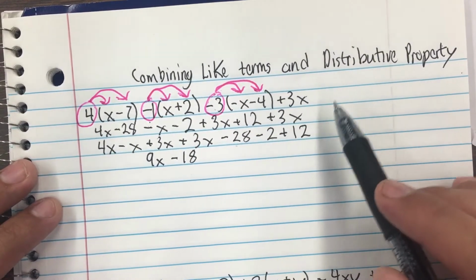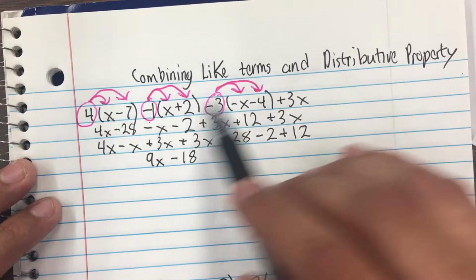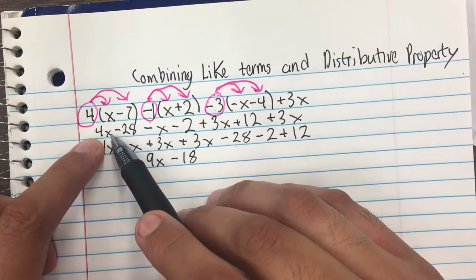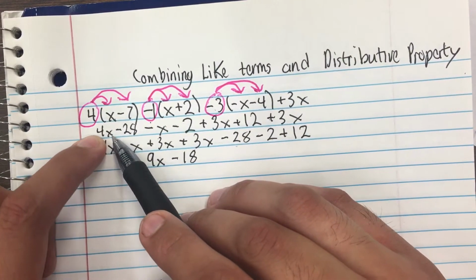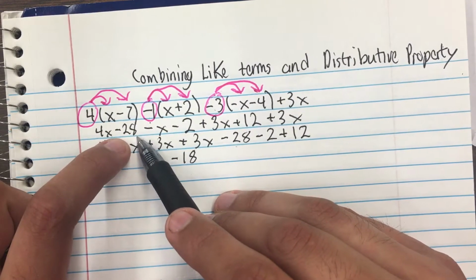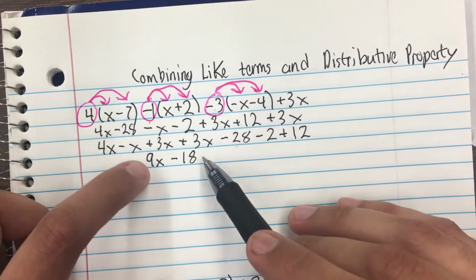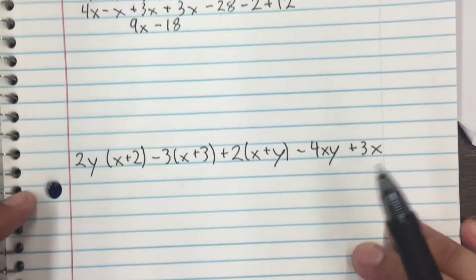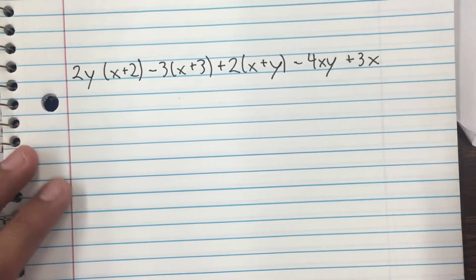But one thing you should notice is to take into account how many different terms we have. After we use our distributive property, let's take a look. We have x's, which is a linear term, and numbers, which are our constants. So we only have two terms. It should only simplify down to two terms. Now I have another example where this might not be the case.